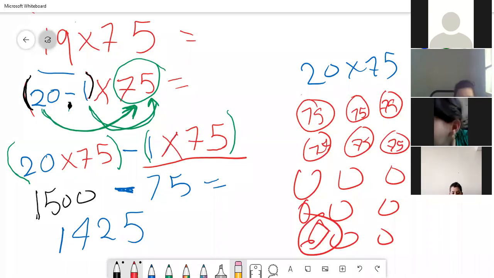Mathematically, you can do it this way. You can understand it this way, but when you relate it to reality, it looks like this.